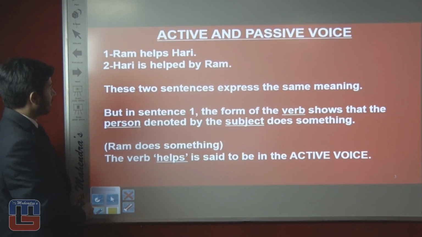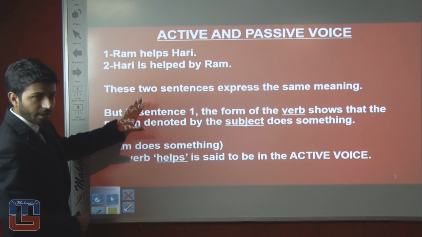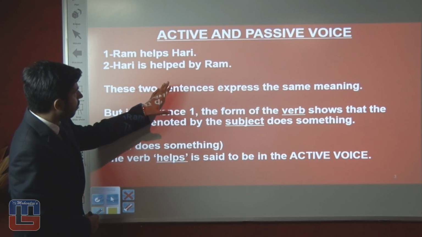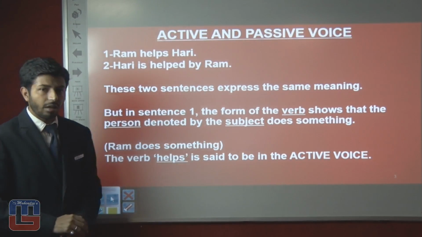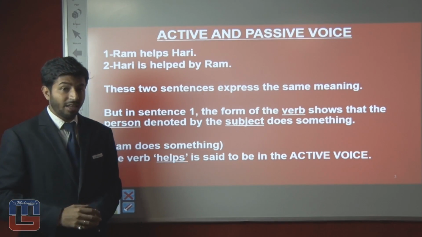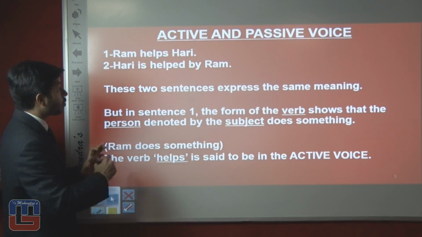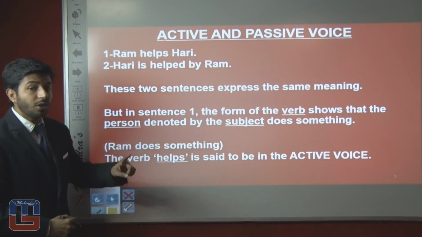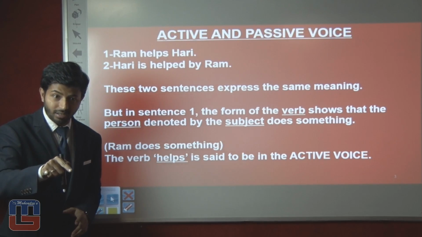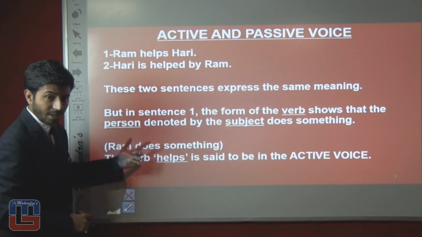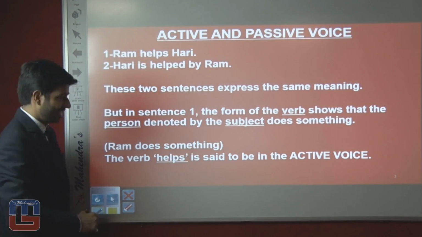So, active and passive voice. Example number 1, Ram helps Hari. Example number 2, Hari is helped by Ram. These are two examples given here to understand the meaning of active and passive voice. These two sentences express the same meaning. But in sentence 1, the form of the verb shows that the person denoted by the subject does something. Ram does something. Ram helps. The verb helps is said to be in the active voice.